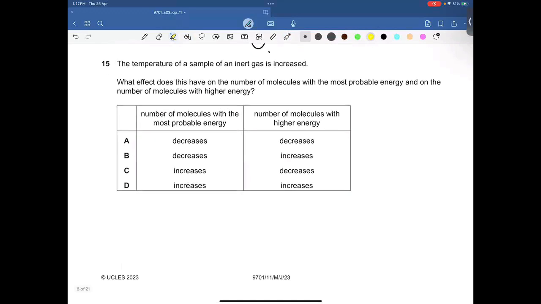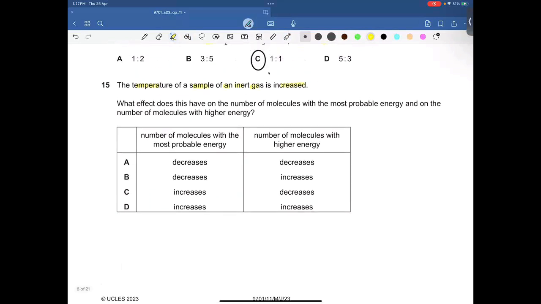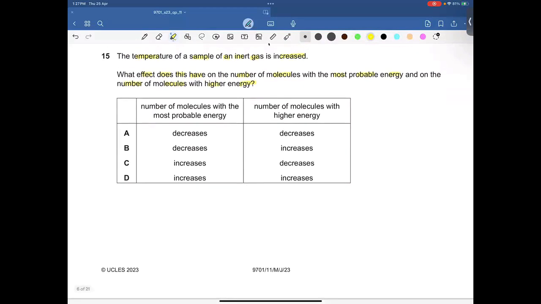Okay. Question number 15: the temperature of a sample of an inert gas is increased. So when temperature increases, kinetic energy increases, collision frequency increases, rate of reaction increases. What effect does this have on the number of molecules with the most probable energy, and the number of molecules with higher energy? Okay, that's the Boltzmann distribution curve.